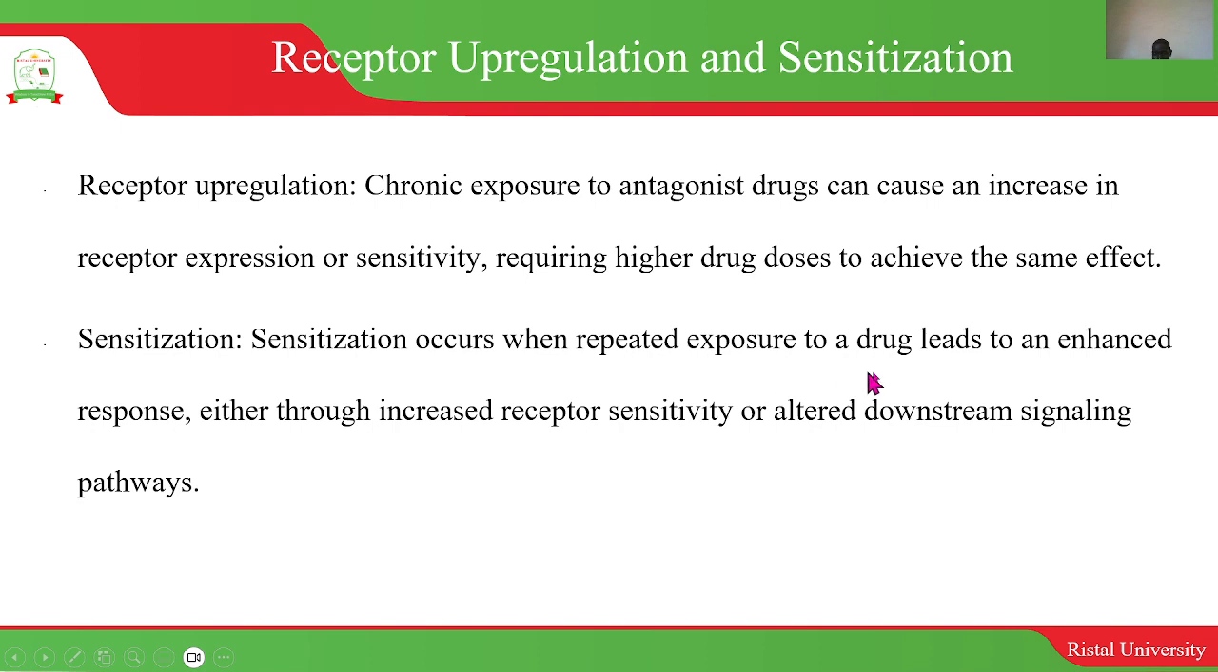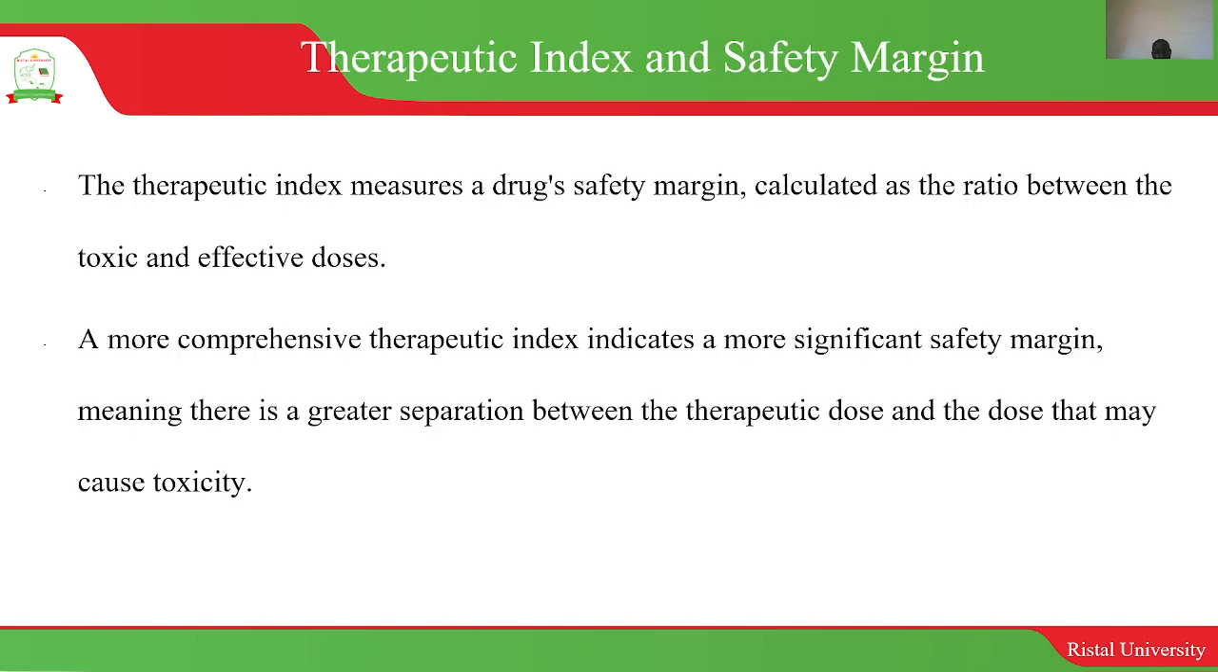Sensitization occurs when repeated exposure to a drug leads to an enhanced response, either through increased receptor sensitivity or altered downstream signaling pathways. The therapeutic index and safety margin. The therapeutic index measures the drug's safety margin, calculated as the ratio between the toxic and the effective dosages. You can refer back to our graph that we looked at before. A higher therapeutic index indicates a more significant safety margin, meaning there's a greater separation between the therapeutic dose and the dose that may cause toxic effects. And exactly this is what we expect from every drug. But unfortunately, it's not the case.